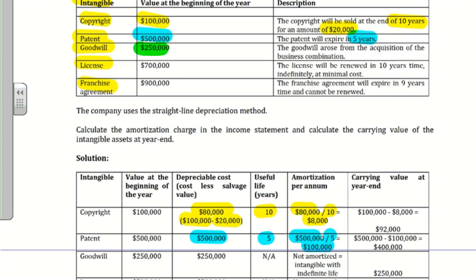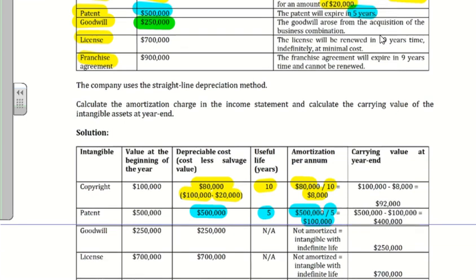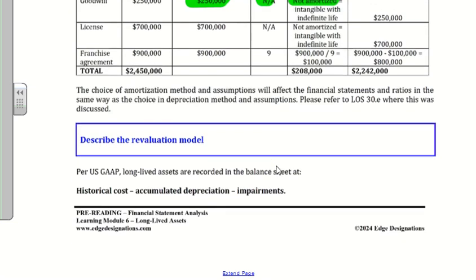Okay. Goodwill is $250,000. The goodwill arose from the acquisition of a business combination. 250,000. How long will it last for? Well, as long as I've got the business. So no useful life. I don't amortize it. The useful life is essentially forever. So that 250,000 does not then get depreciated or amortized. Okay, there we go. Some nice examples for you.